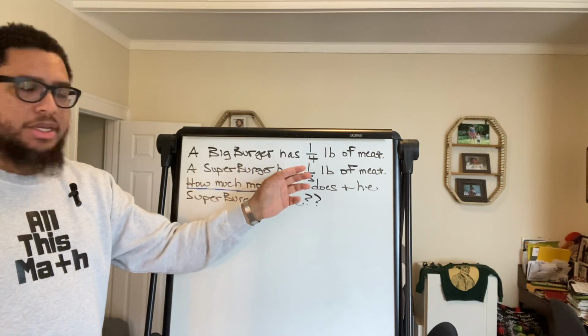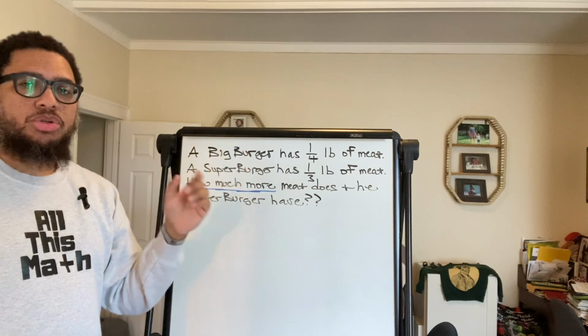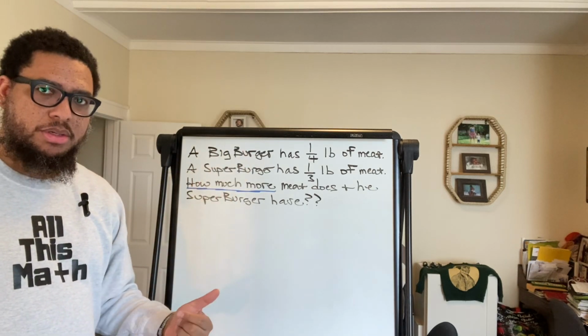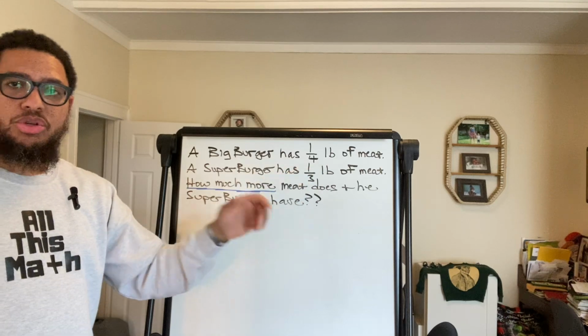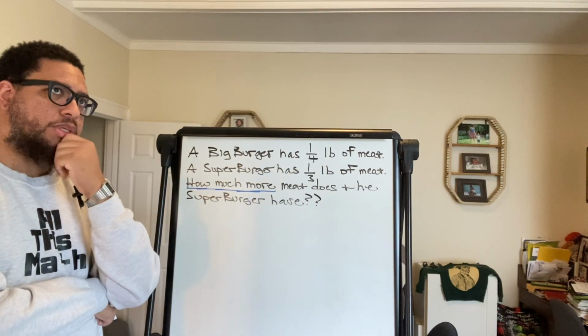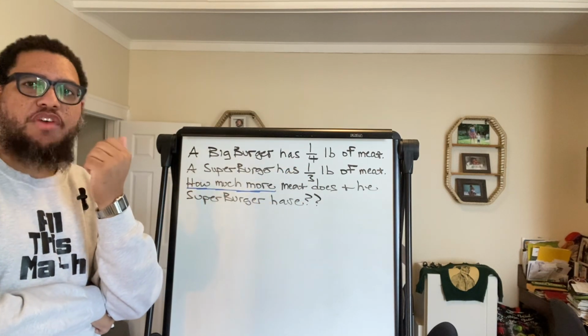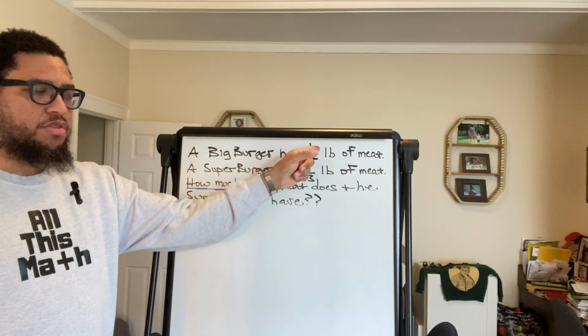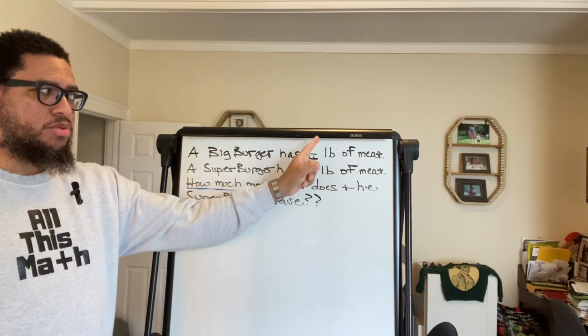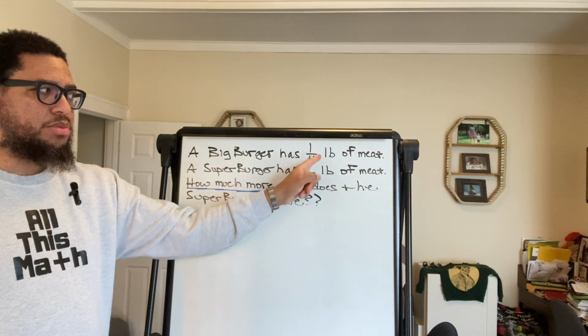right? Because to get a quarter of a pound, you're going to do 16 divided by 4. That's 4 ounces. To get a third of a pound, you're going to do 16 divided by 3. Now, what's 16 divided by 3? That's like 5 1/3. 5 1/3 is more than 4.